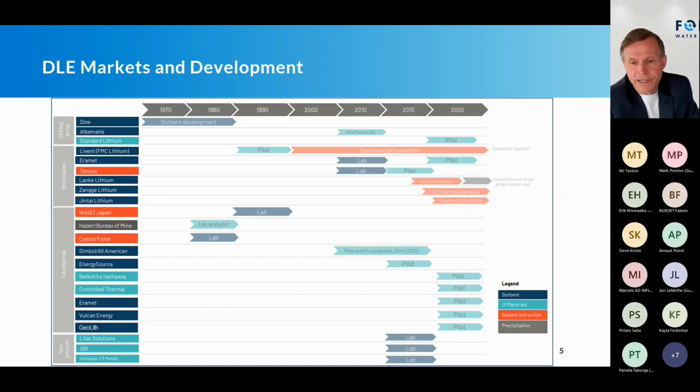So Livent and I believe Sunresin were the only two people doing DLE, direct lithium extraction, using ion exchange adsorbents. But as the demand increased and outstripped the supply, more people have engaged and entered into the market space. So you can see that it's kind of an open field right here, but as demand goes up, more and more people are starting to engage.